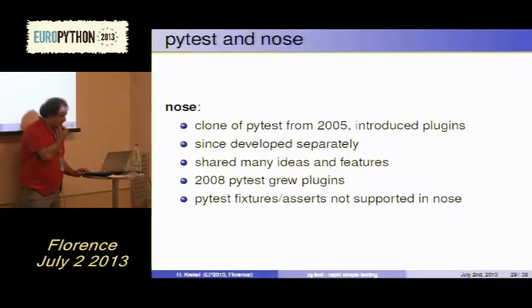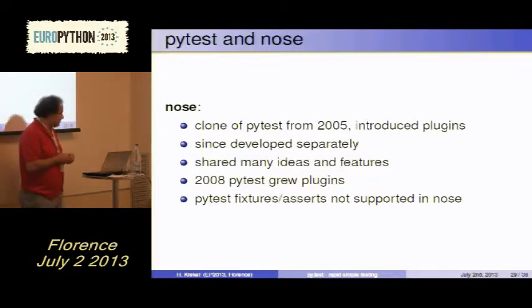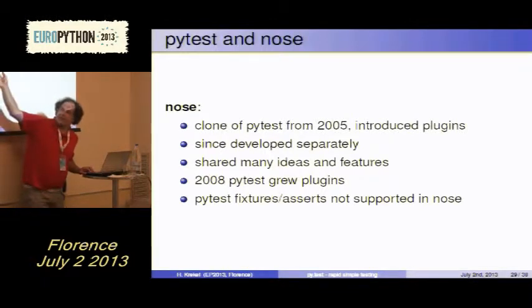A few words about this. Nose was kind of a clone in terms of features in 2005. And very quickly, I think Jason Pellerin introduced plugins. So at that time, Nose was ahead of pytest in offering that. But there are many shared ideas between them. And it's also true that pytest actually runs Nose test suites usually. So for many Nose-based projects, you can just use pytest as well, and then, if you like, successively use features from there. Of course, the fixture things and the asserts are not supported in Nose like I described here in the talk.